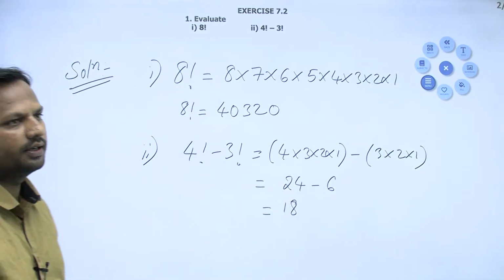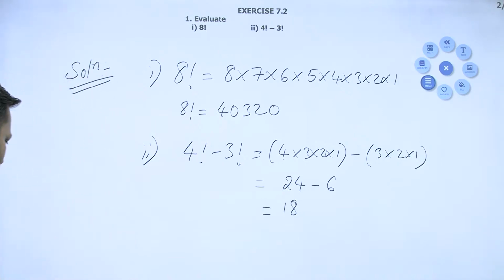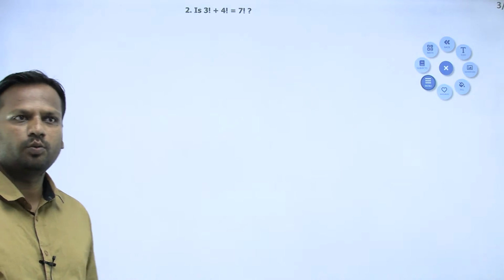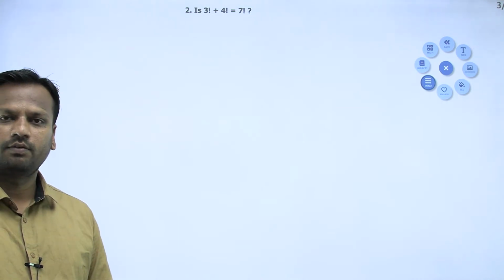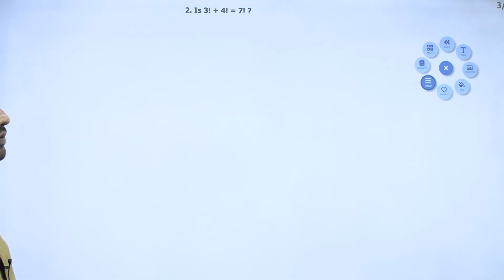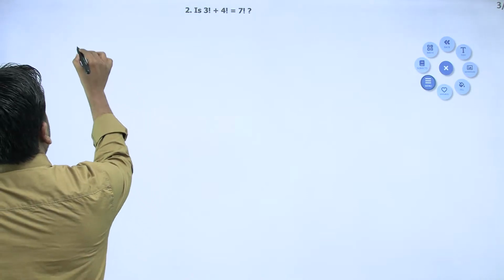So this is the first problem of the second exercise here. It is a very simple one. Let me go with the next problem, students. Second problem. So what does the second problem say here? Is 3 factorial plus 4 factorial equal to 7 factorial? Whether it is true, let us verify it. Right? Just see.